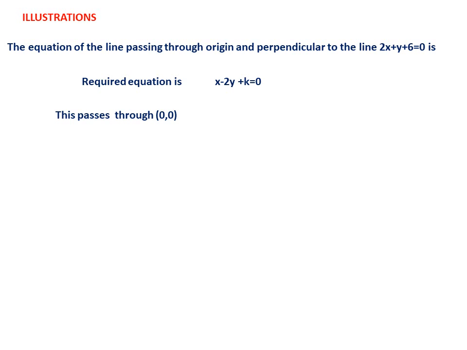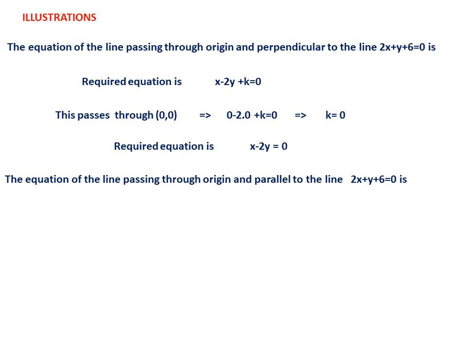Now how to find k? Substitute 0, 0, since the line passes through this point. Therefore, substituting, you get this equal to 0, so k equals 0. Therefore, what is the equation? The required equation is x minus 2y equal to 0. This is the shortcut, so you need not work out the entire step.